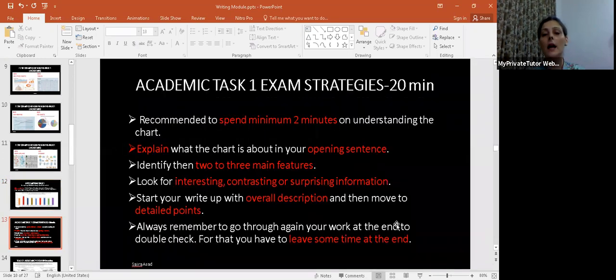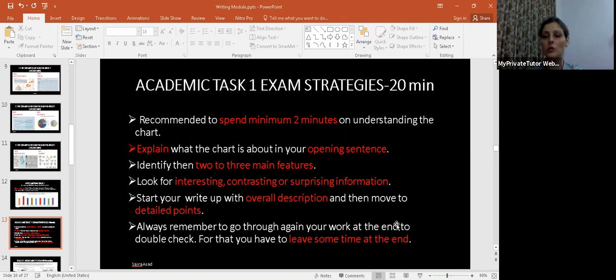Then, what is your exam strategy for this? It is recommended to spend 2 minutes on understanding this sort of visual. Then explain in the opening sentence, the very first sentence. Now there's time to write it up. First, understand it, at least 2 minutes, not more than that, 2 or 3 minutes. You will be able to understand all that. Then the first paragraph is the opening sentence.